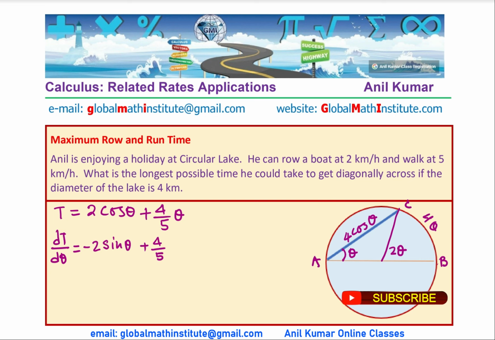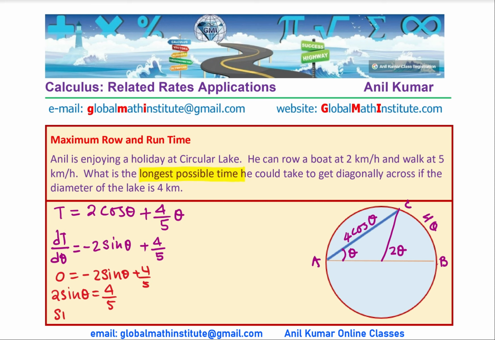To maximize, we will equate it to 0 and find the critical number, correct? So for maximum time, what should we do? Longest possible time, right? So we will equate it to 0. So we have 0 equals minus 2 sine theta plus 4 over 5. That gives us 2 sine theta equals 4 over 5, or sine theta equals 4 over 5 divided by 5 times 2, 10, right?